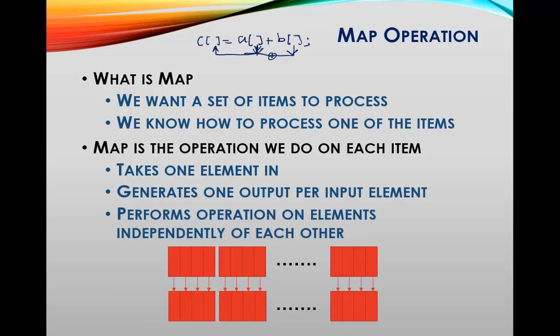So this fits very easily into the map operation. We have a set of items to process. We know how to process one item. Map takes care of this for us. We specify essentially the operation on each element. Basically, it's like take one element in, generate the output for that element, and then perform the operations independently of each other. And as we have seen, CUDA is really wonderful in this model, because all we need to do is to write one kernel.